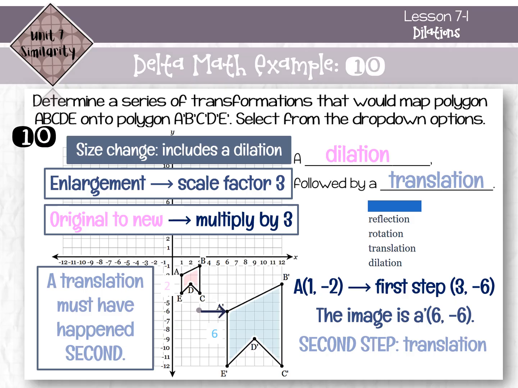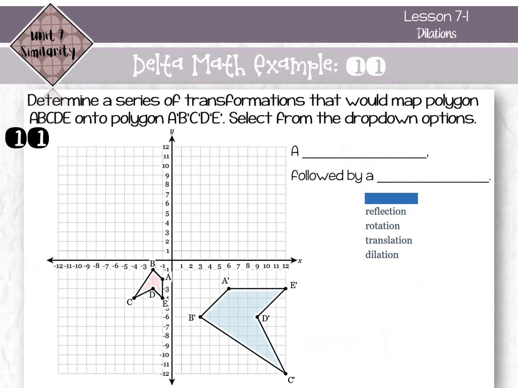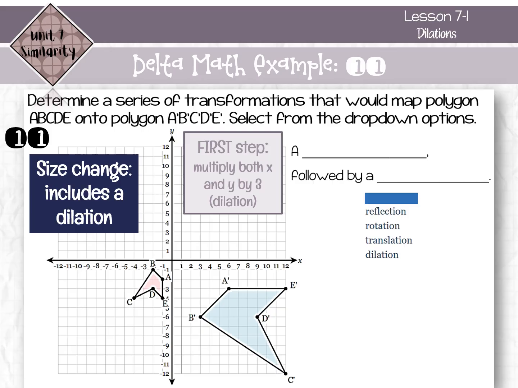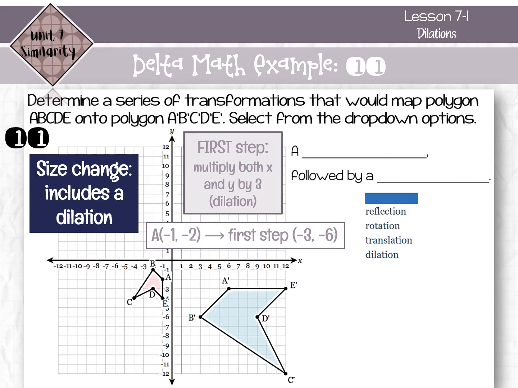Drop down box. 11. Let's see what happened here. Of course, a dilation's involved because there's a size change. It is an enlargement. First step, multiply both the x and the y by 3. A is at the point negative 1, negative 2. That's going to end up at negative 3, negative 6.